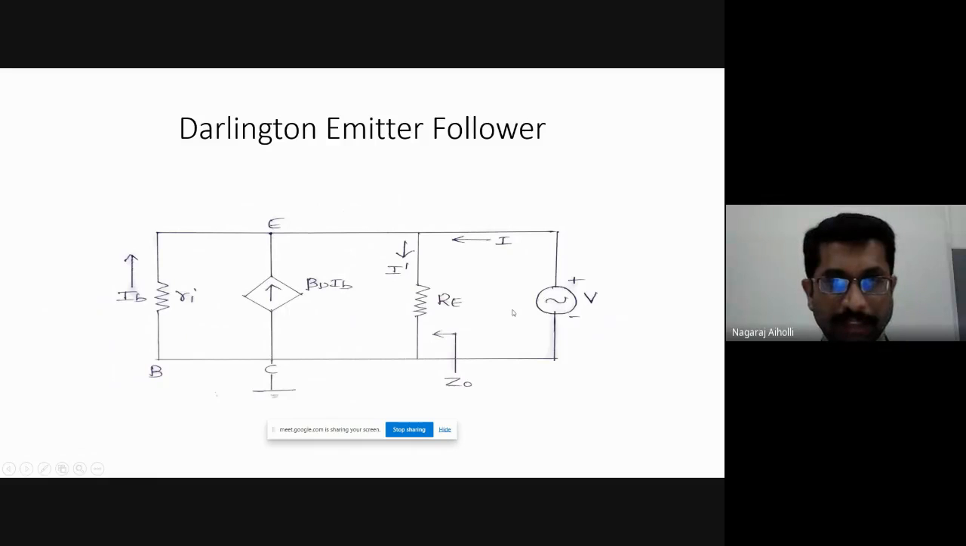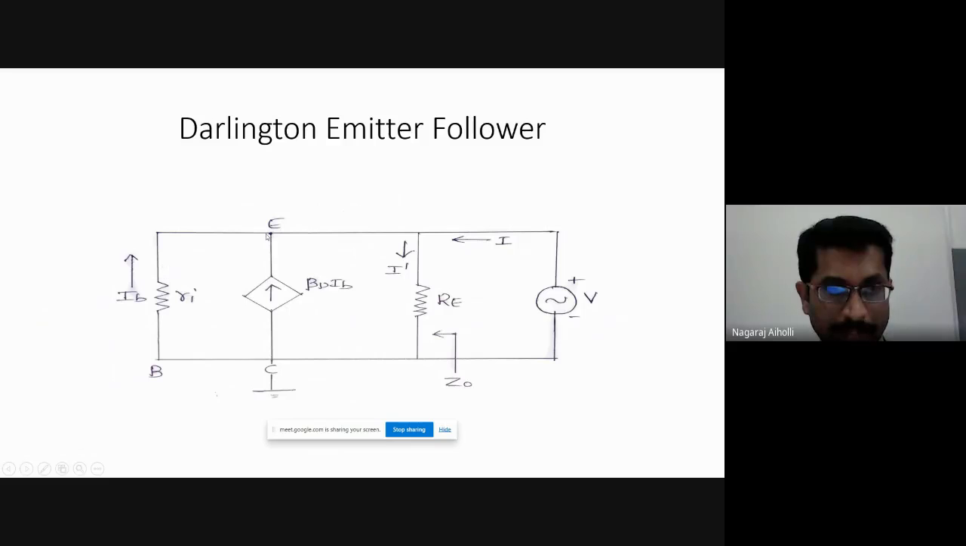Now let us apply Kirchhoff's current law to this emitter terminal. What is the statement of Kirchhoff's current law? The sum of all incoming currents is equal to the sum of all outgoing currents, or the net sum of the currents at a node is always equal to 0.